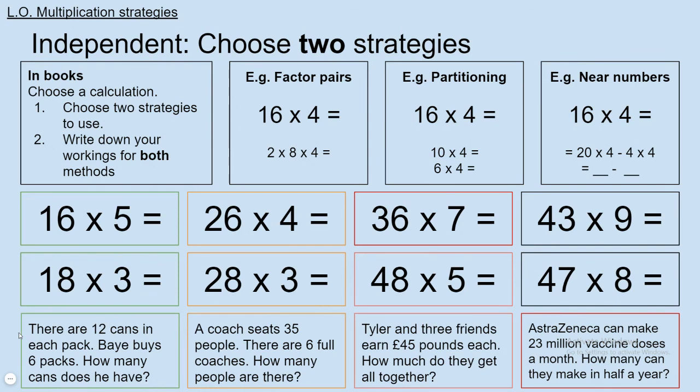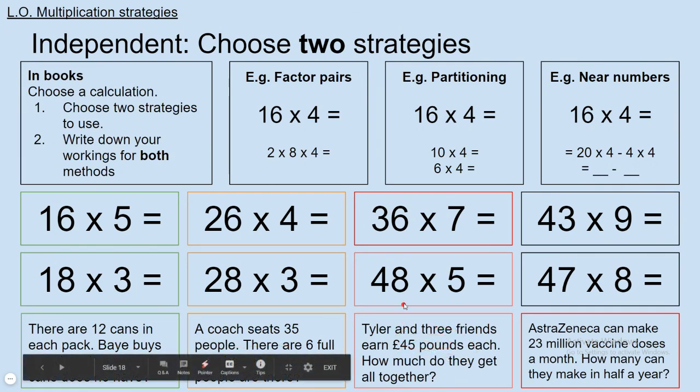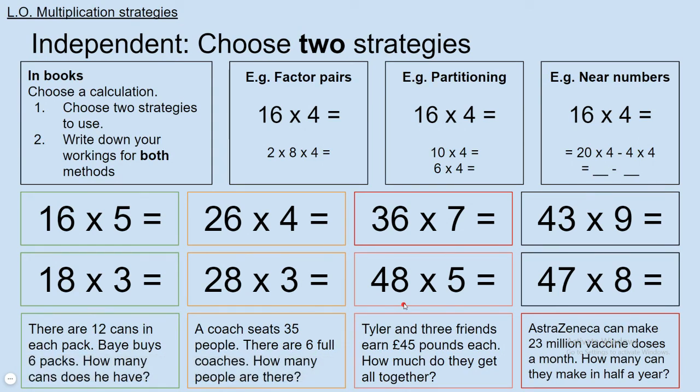A coach seats 35 people. There are 6 full coaches. How many people are there? So there's 6 coaches with 35 people on. How many are there? This next one here, Tyler and his 3 friends earn £45 each. How much money did they get all together? So they're out doing some work. They get Tyler and his 3 friends. So how many people is that? Bit of a trick. And they earn £45 each. How much do they get all together?